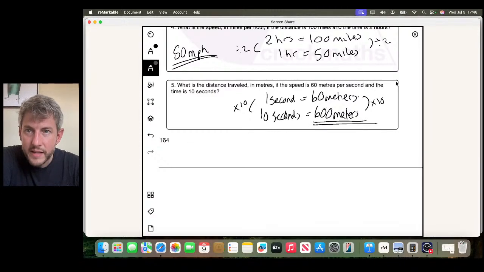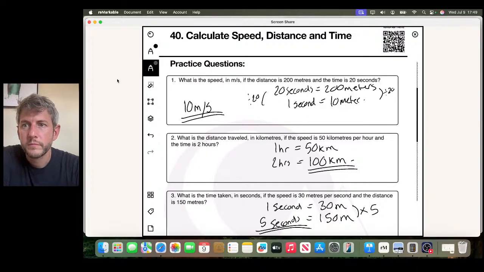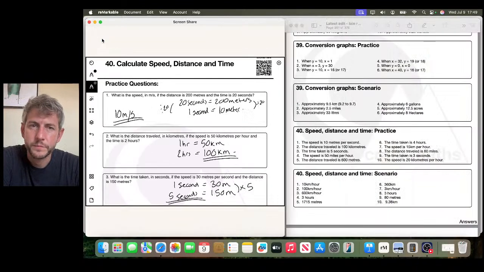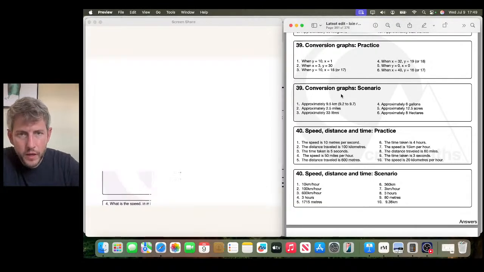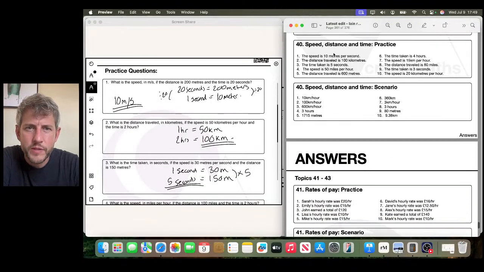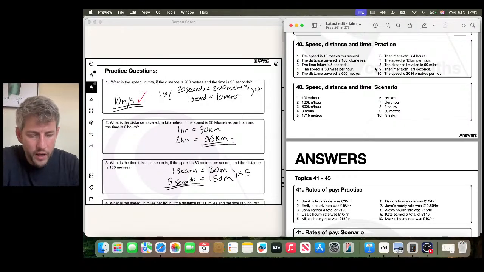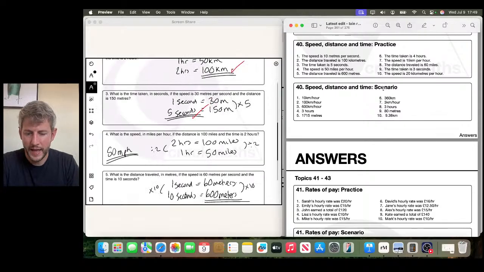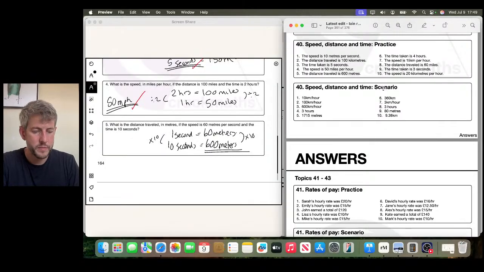Okay. Right, let's mark this. Okay, and we're going to do this over here. Here we go. Speed, distance, time, practice questions. Let's roll up to the top. So we've got 10 meters per second. Yeah. We've got 100 kilometers. Yeah. 5 seconds. Yeah. This is good. 50 miles per hour. MPH does the same job. And 600 meters. Wonderful. Right, let's keep going.